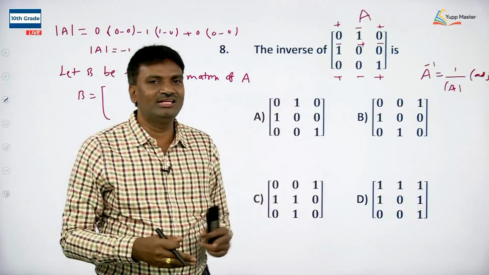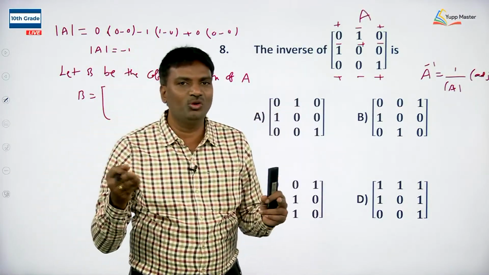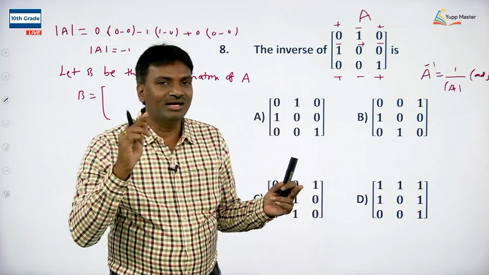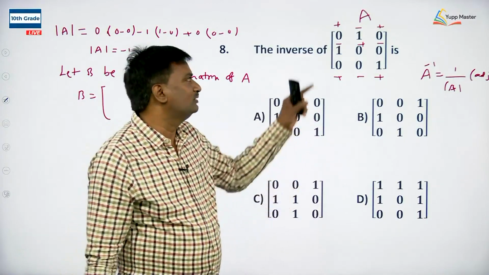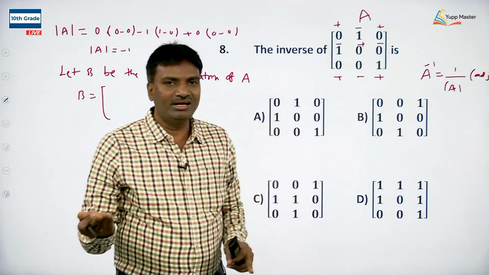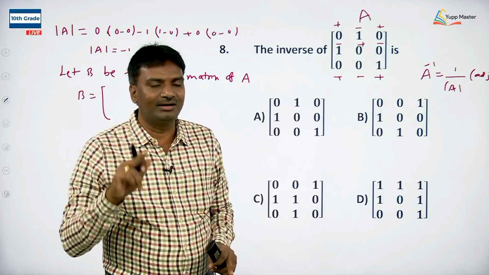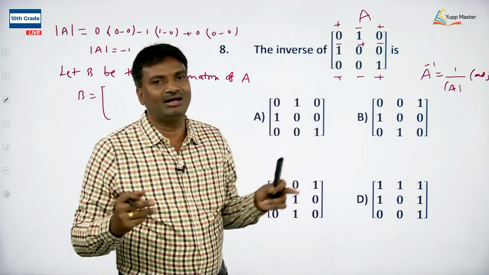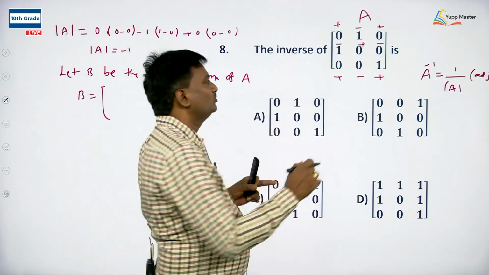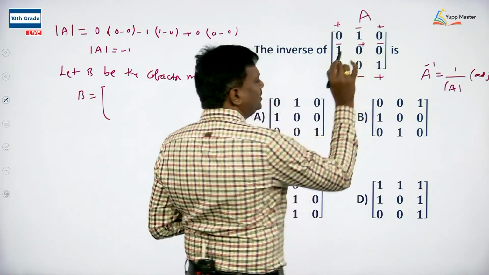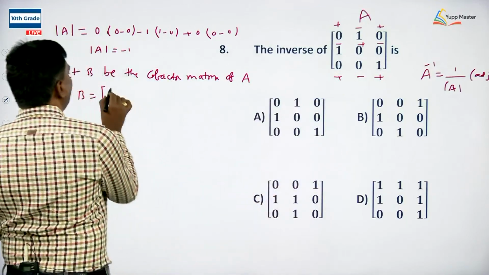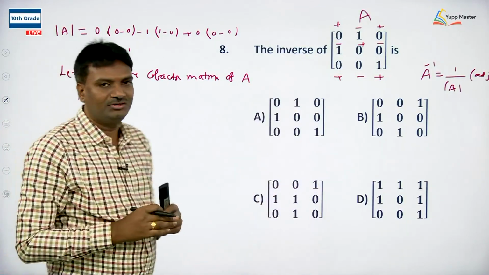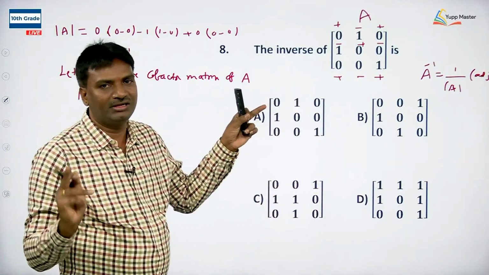Now take the first element 0. The cofactor of 0 means we have to eliminate the row and column containing 0, that is first row and first column. With the remaining 4 elements, we will get the determinant. So if you multiply that by plus, you will get the cofactor of 0. So 0, 0, 0, 1, 0 into 1, 0, minus 0 into 0, so that is 0 only. Plus into 0, that is 0 only.